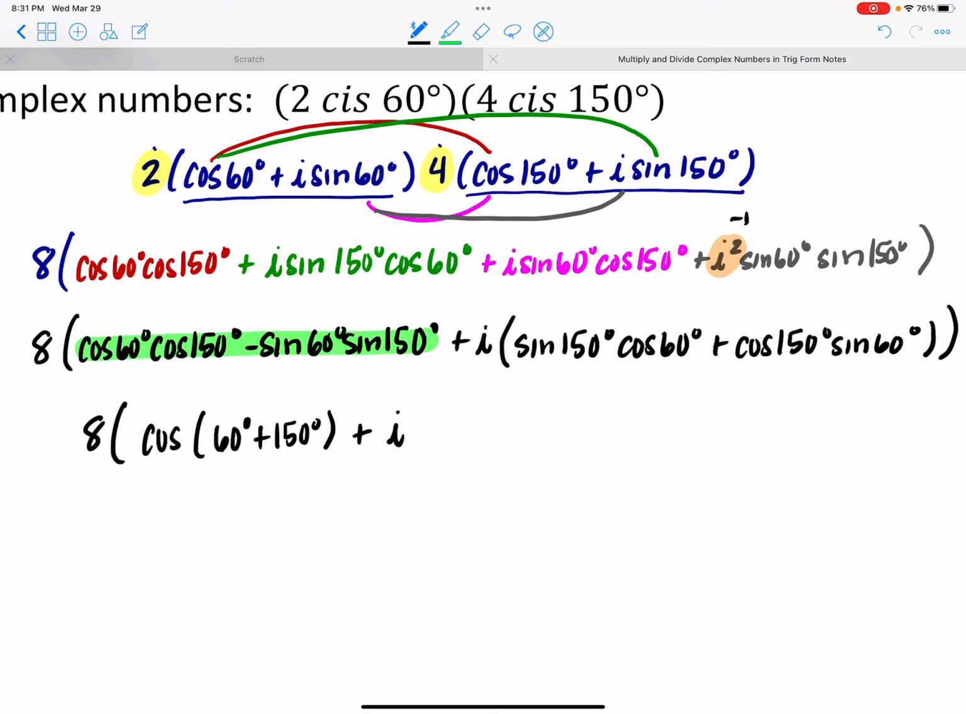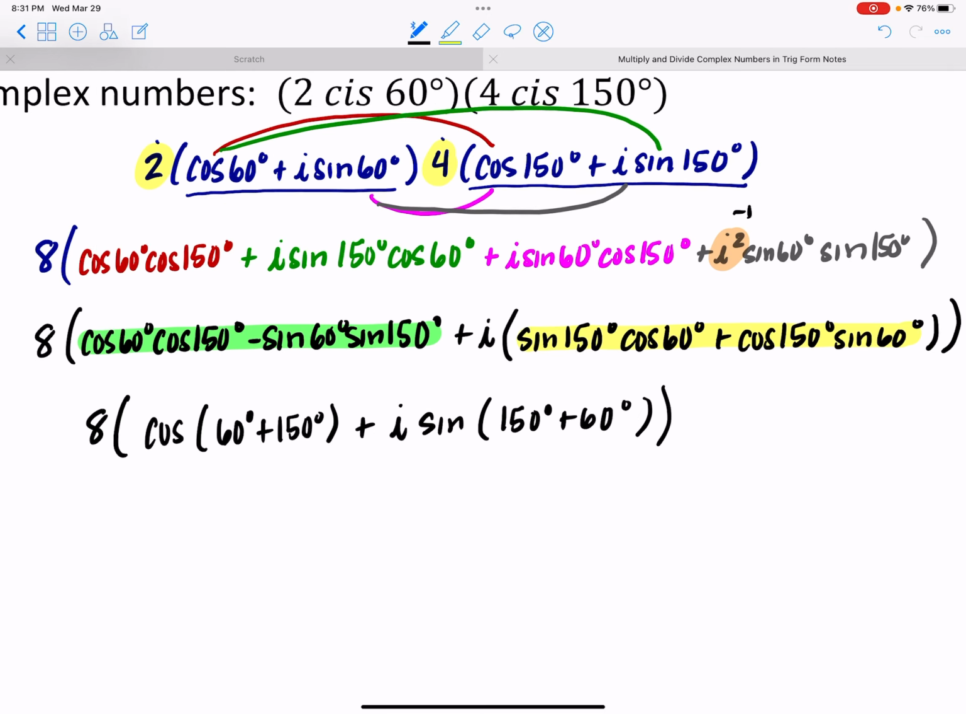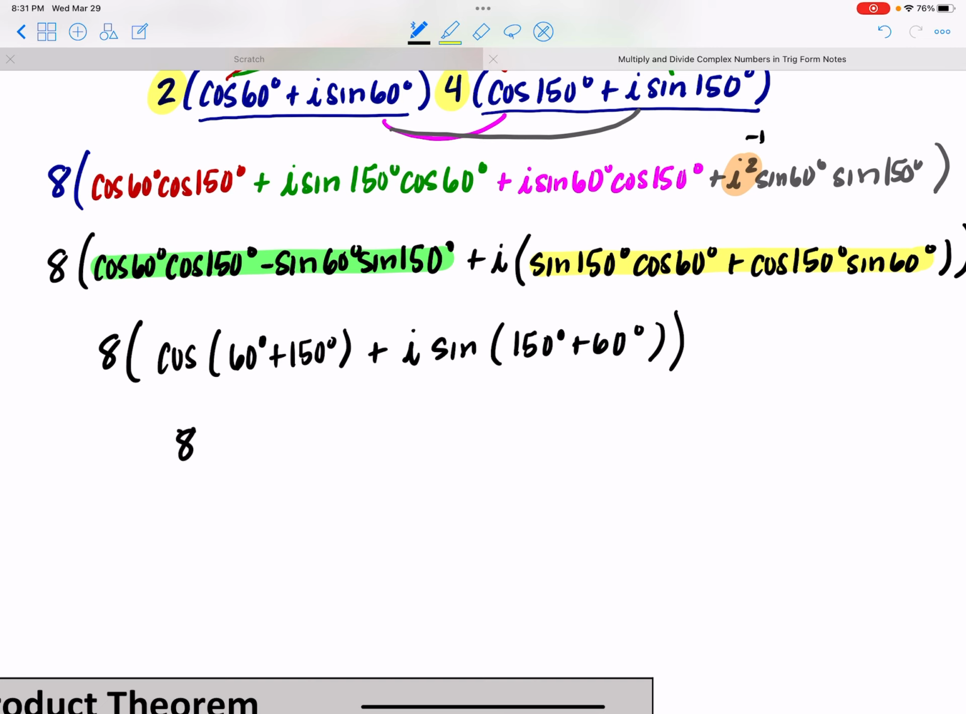So here, again, I have my I, but this can be replaced with the sine of the sum of those two angles. So it becomes the sine of, again, the sum of 150 and 60. Well, of course, I know how to add 150 and 60, so I can take this another step and call this 8 times the cosine of 60 and 150 makes 210 degrees, plus I times the sine of 210 degrees.